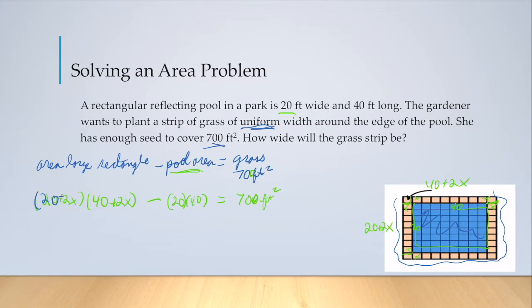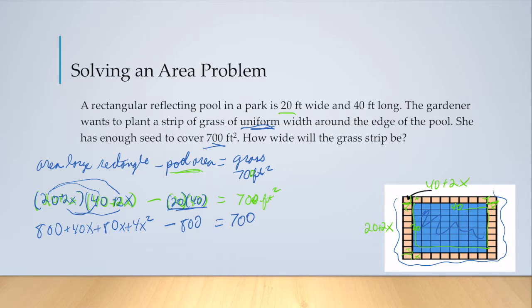I'm going to FOIL this. So 20 times 40 is 800. 20 times 2x is 40x. 2x times 40 is 80x. And 2x times 2x is 4x squared, minus the area of our pool, which is 20 times 40, which is 800 square feet. That's got to equal 700. So I need to go ahead and combine my terms on the left-hand side. My 800s cancel, and I've got 4x squared plus 120x equals 700.